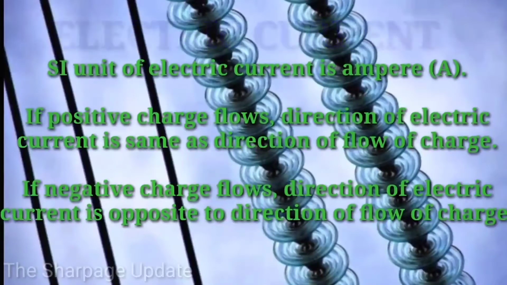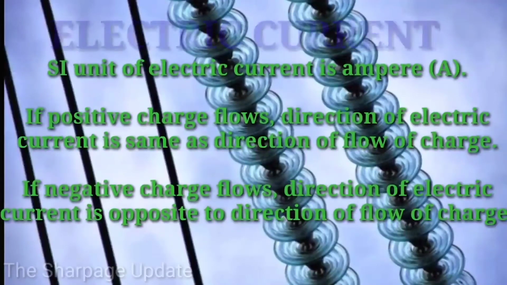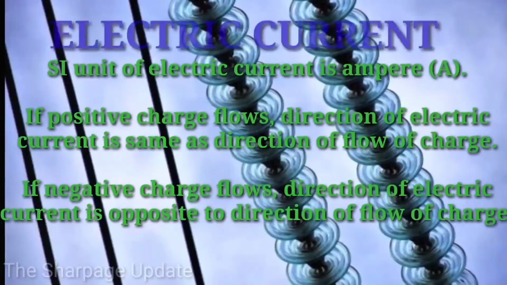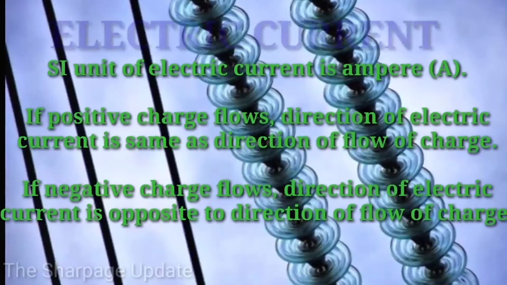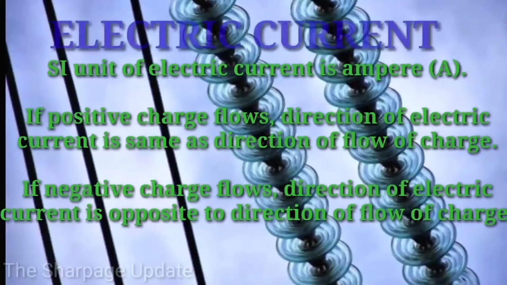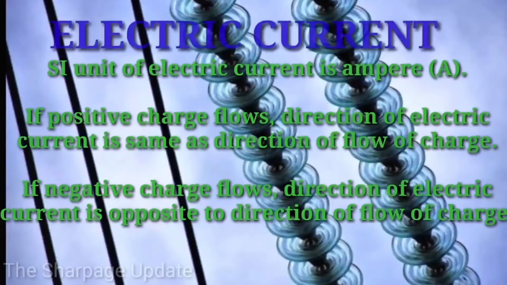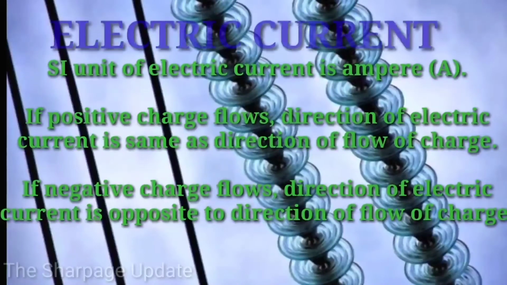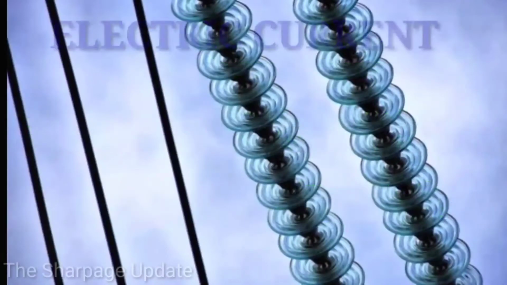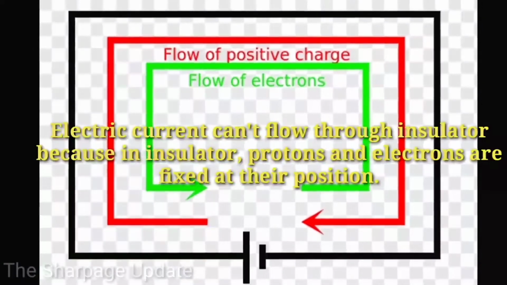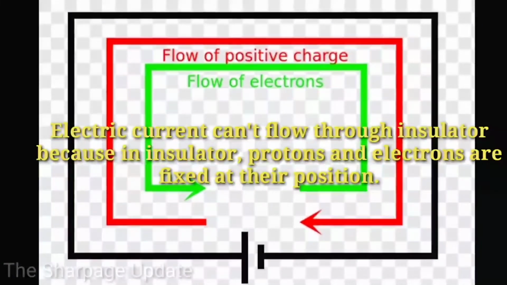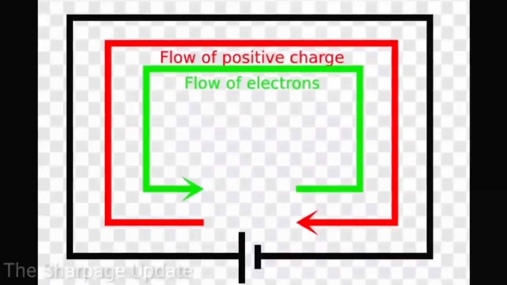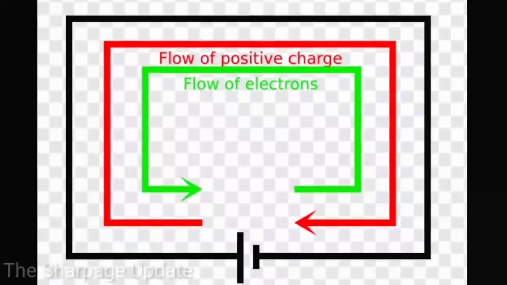If positive charge flows, the direction of electric current is the same as the direction of flow of charge, and if negative charge flows, the direction of electric current is opposite to the direction of flow of charge. The electric current cannot flow through an insulator because in insulators protons and electrons are fixed at their position.